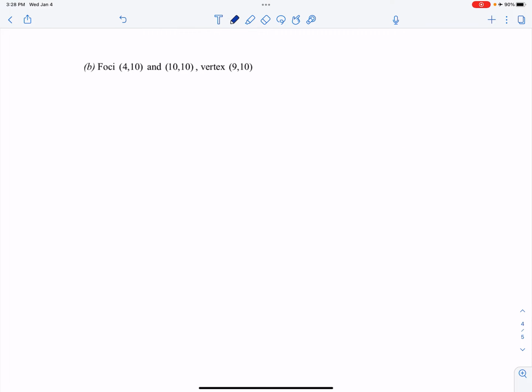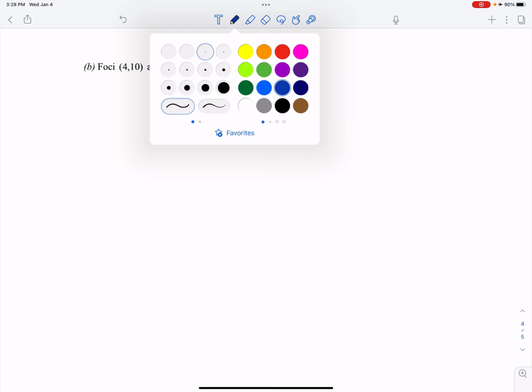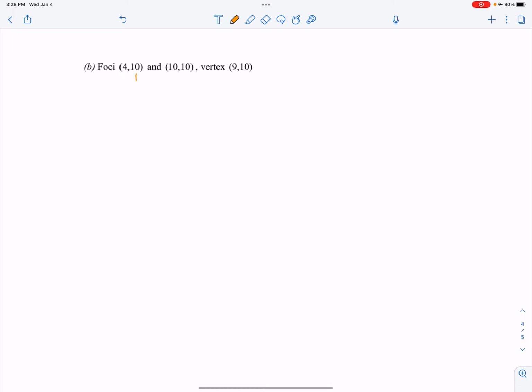Next, our foci are (4, 10) and (10, 10), and our vertex is (9, 10). So the foci tell us that this is K, and this is H plus or minus C. So this one must be H plus C, and this one must be H minus C. Then our vertex tells us this is K, and this is H plus or minus A.